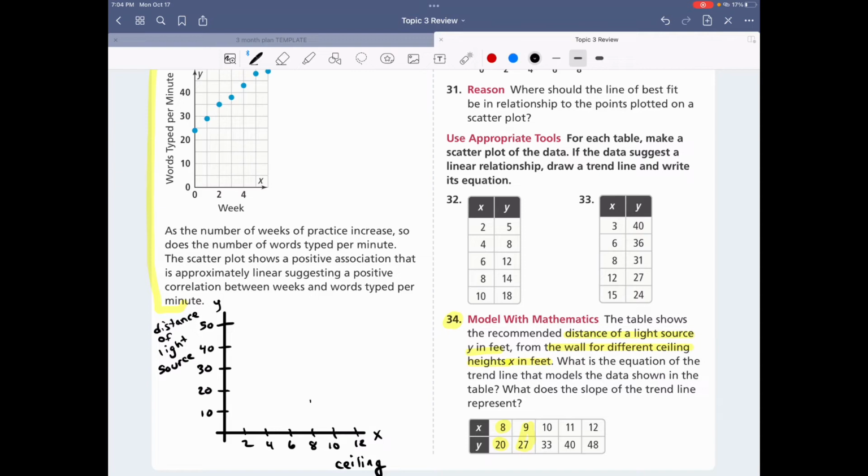So I'm going to go to 8, 20. That's right here. And then I'm going to go to 9, so in between 8 and 10, I'm going to go up to 27. Then I'm going to go to 10, 33. I'm going to go to 11, 40. I'm going to go to 12, 48. So I have a pretty good line here.